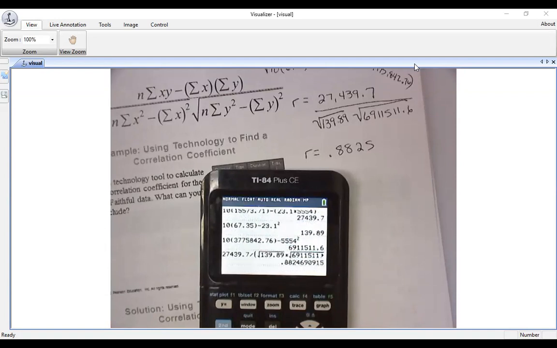And now when I hit enter, this is how Tiffany got that number a minute ago. It was 0.8825. I just put it all in at once. Yeah, you can put it all in at once. As long as you're confident with your calculator skills, you just got to be sure that you get everything in so the calculator understands the right way to find it.